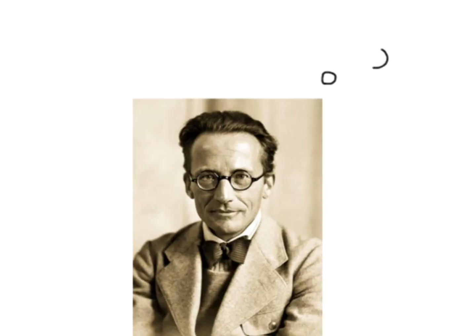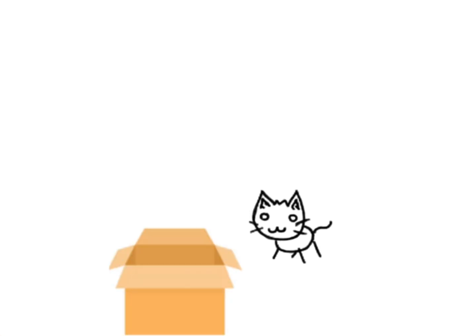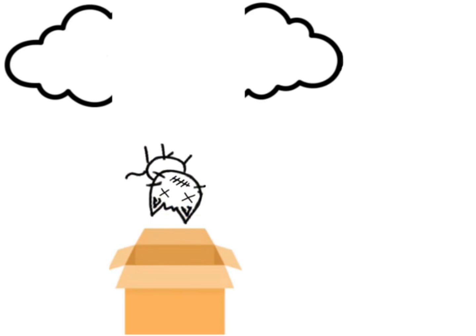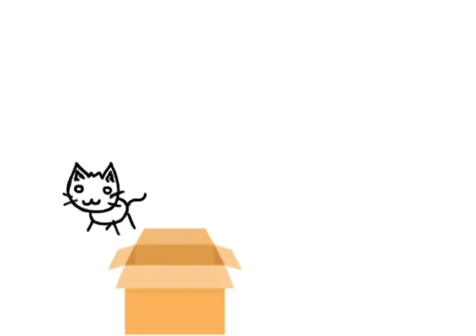Too complicated? You know what? Forget it. Let's just think about cats. Yes, cats. Just like Erwin Schrödinger. His famous thought experiment was about putting a cat in a box with a radioactive element that had a 50% chance of decaying and killing the cat, or not decaying and leaving the cat alive.